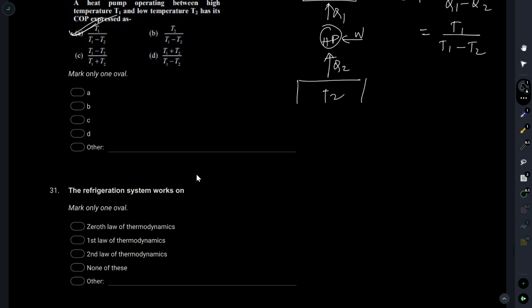Then the refrigeration system works on zeroth law, no. First law, no. Second law, right? So the refrigeration system works on the second law of thermodynamics. We get the idea about the refrigeration system from the Clausius statement of the second law of thermodynamics, right? So here the second law of thermodynamics will be the correct answer.